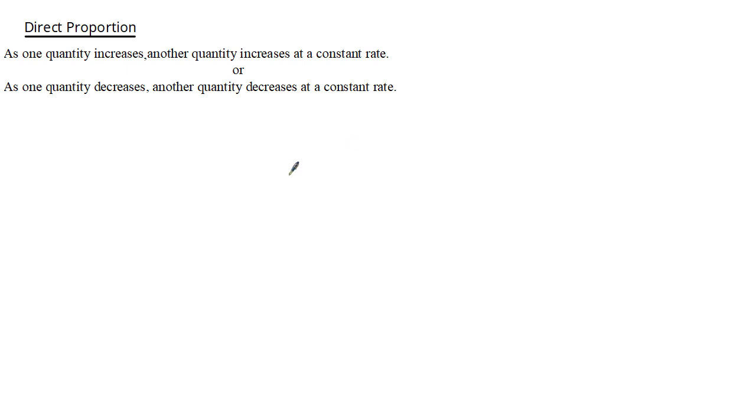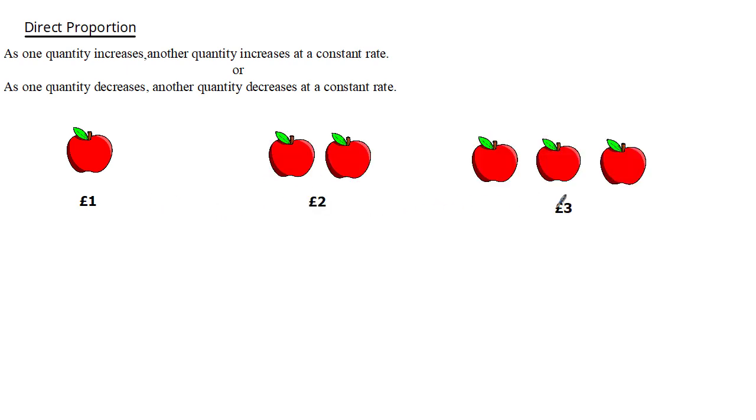So let's start with an example, and let's take for example the cost of apples. If one apple costs £1, two apples cost £2, and three apples cost £3, then what formula can you use to describe the relationship between the number of apples and the cost of apples in pounds?